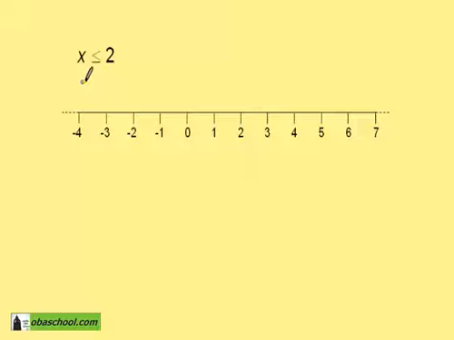This statement reads, x is less than or equal to 2. Less than or equal to. Note the difference in the symbol. We can represent this on a number line. This time we use a filled-in circle.